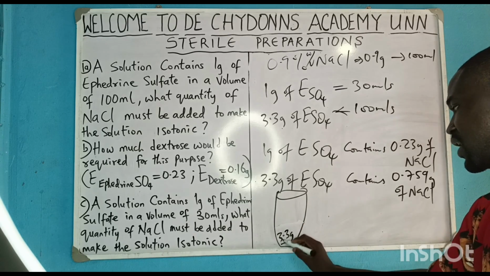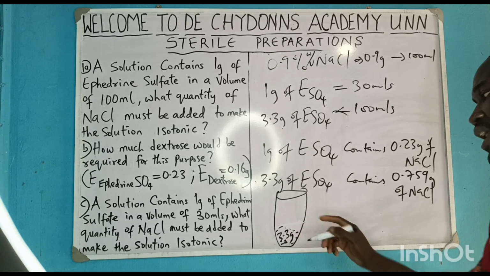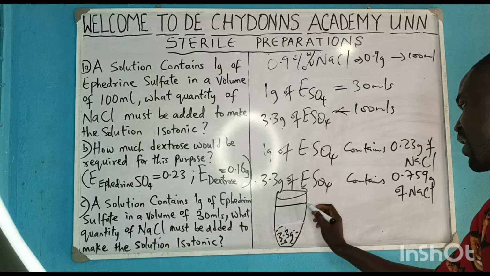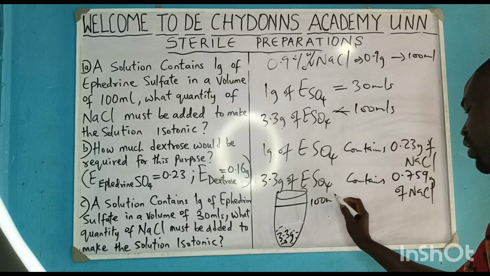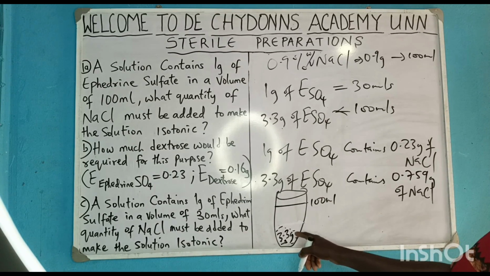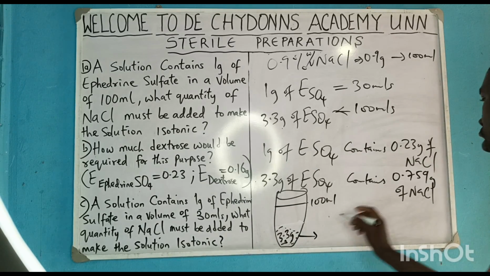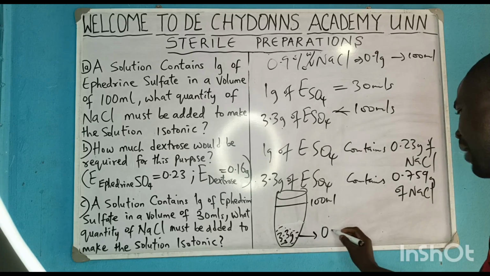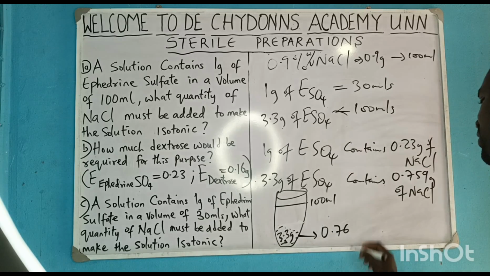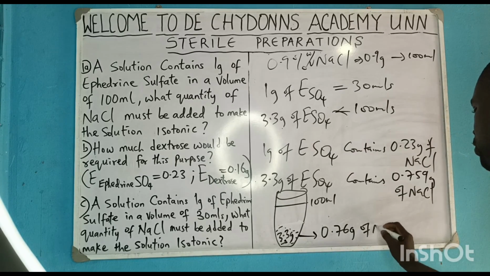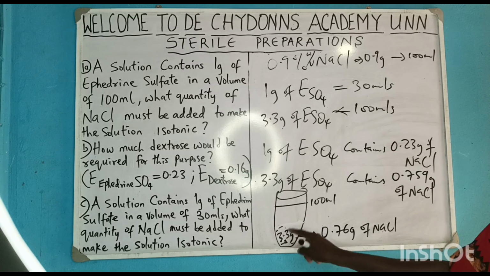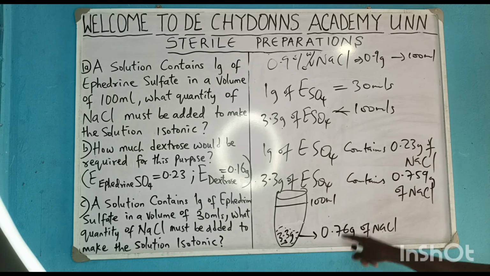You can see it now. This is 3.3 gram of it. Then I make it up to 100 what? Ml. Inside 3.3 gram of ephedrine sulfate, how many of sodium chloride does it contain? Approximately 0.76 gram of what? Sodium chloride. So this 3.3 gram of ephedrine sulfate contains 0.76 gram of sodium chloride.